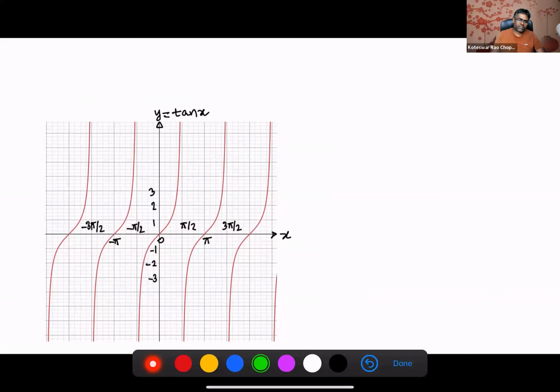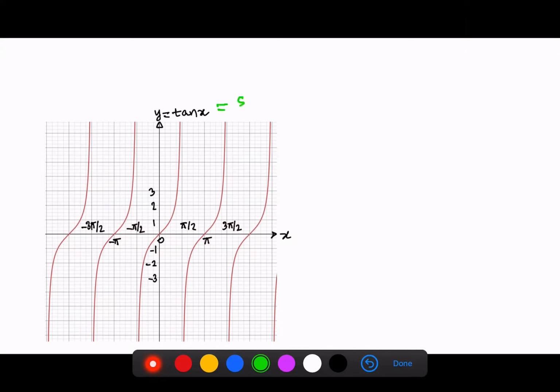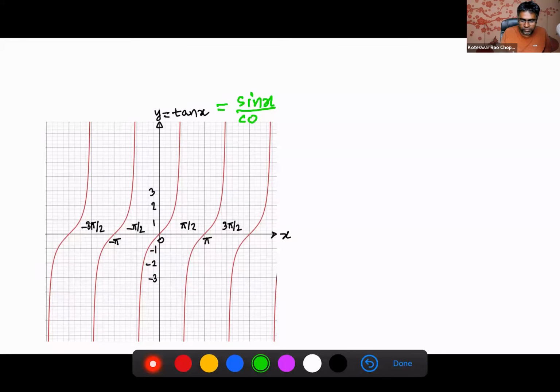Now tan x. Now this is again interesting. So what is happening here? Tan x is sin x by cos x. So again, what values don't we like here? Cos x being 0. Yes, we don't want cos x to be 0.